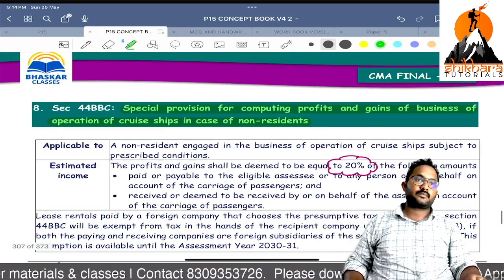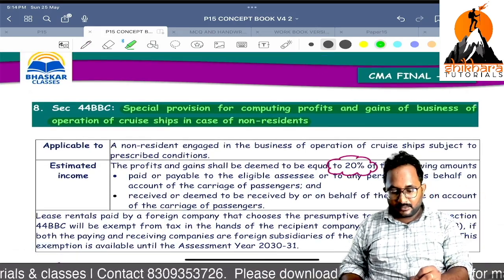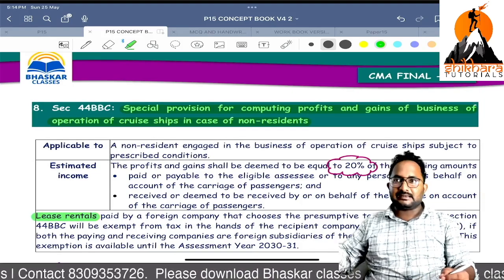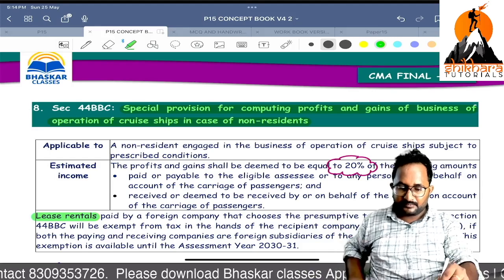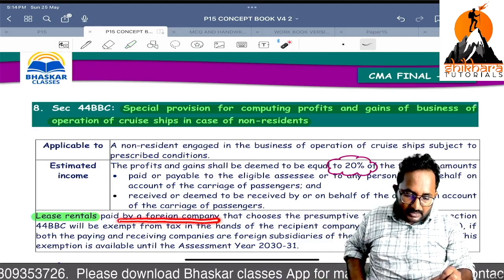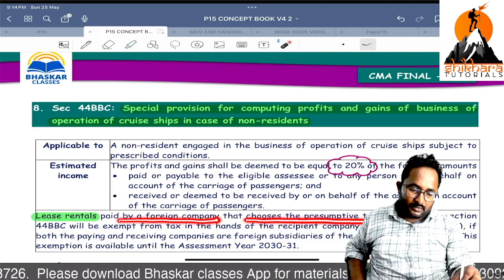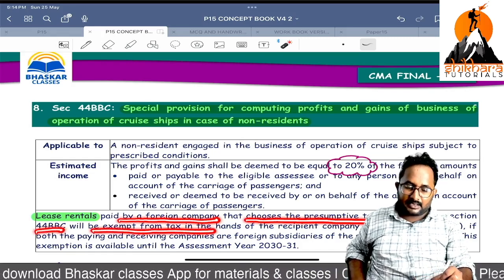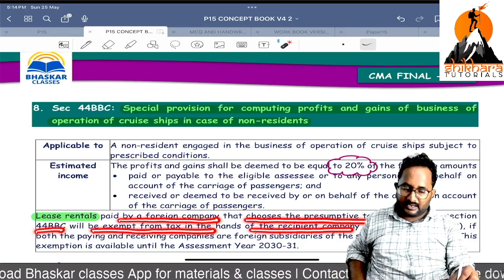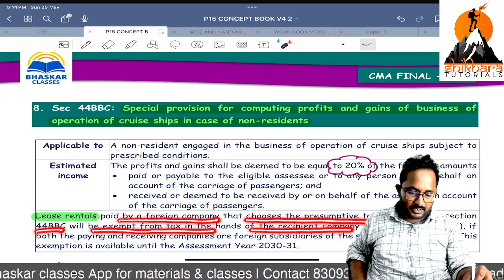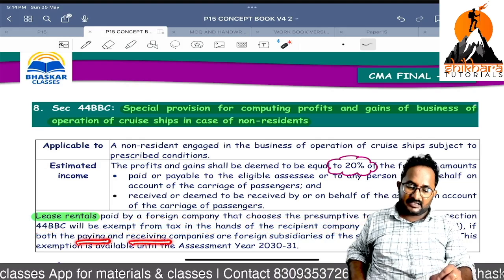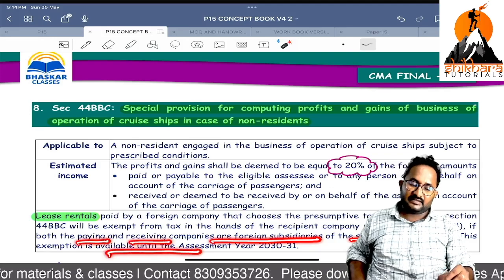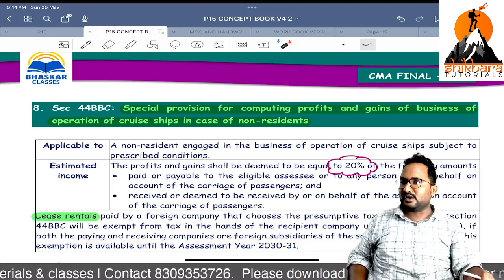Listen carefully. I am reading the whole line. Then afterwards I will tell you once again, but now I want to read this line. Listen carefully. Lease rentals paid by the foreign company that chooses the presumptive tax rate under 44BBC will be exempt from tax in the hands of the recipient company under section 10(15B), if both the paying and receiving companies are foreign subsidiaries of the same holding company. This exemption is available till what? 2031. Did you understand any line?